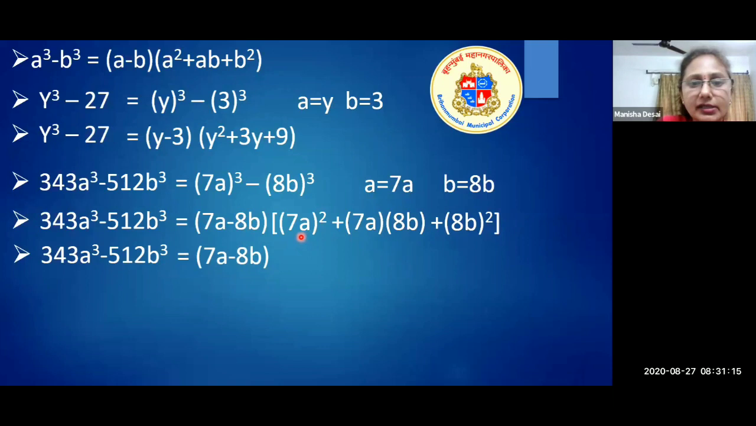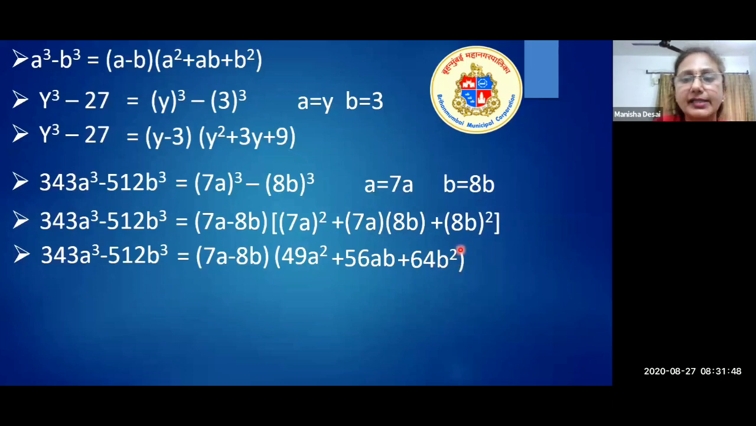7a the whole square. So what is the square of 7? Square of 7 is 49. So it can be written as 49a square. Now plus 7 into 8. 7 8s are 56. Very good. 56ab. Now plus 8b the whole square. So what is the square of 8? That is 8 8s are 64b square. Very good. So 64b square.